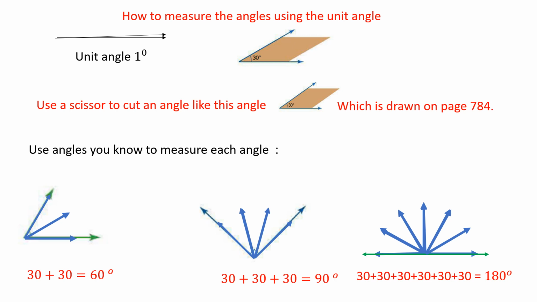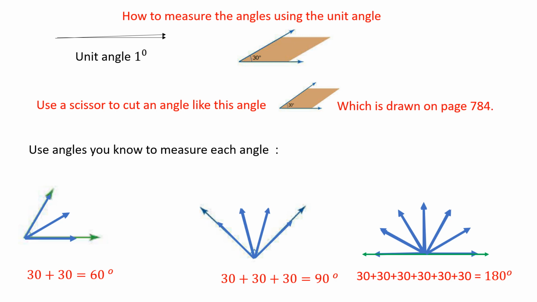So as I said to you in this lesson, I'm going to use an angle 30 to measure the other angles. How do we use an angle 30? As I said before, just use a scissor to cut an angle exactly like this angle, which is 30 degrees, like the angle drawn on page 784 in the textbook.